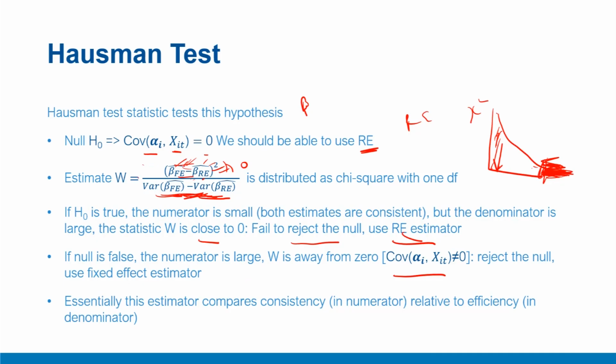Essentially, if you look at this test statistic, the numerator is sort of the consistency property and the denominator is sort of efficiency. So here we are looking for a sort of trade-off between consistency in the numerator and efficiency in the denominator.